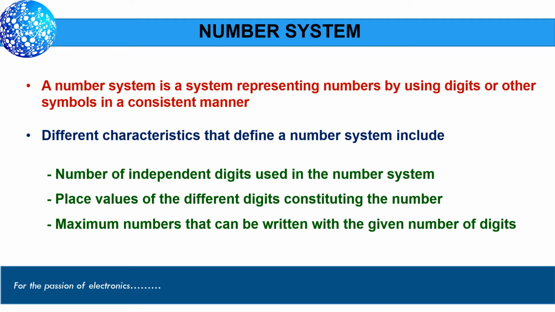There are different characteristics that define a number system. These include the number of independent digits that are used in the number system. The number of independent digits used in the number system are referred to as the radix or the base of the number system. The place values of different digits constituting the number is another characteristic of the number system. Another important characteristic of the number system is the maximum numbers that can be written with a given number of digits.